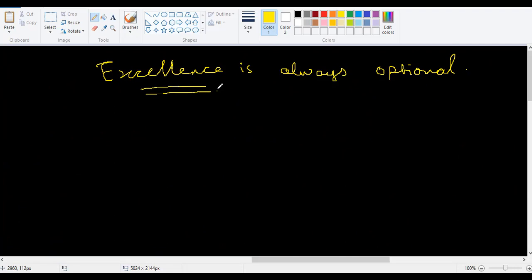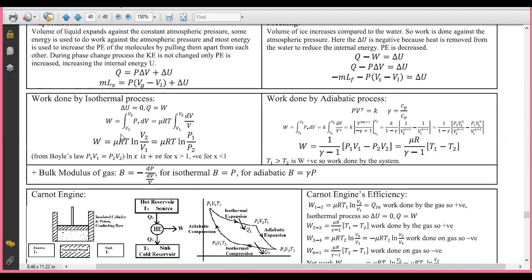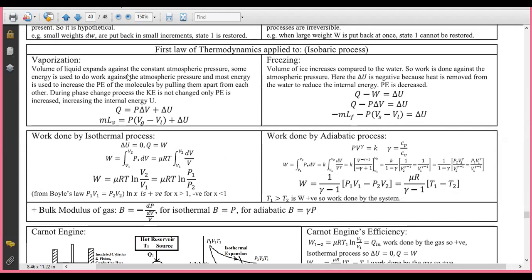Okay. What else can we talk about here? First law of thermodynamics applied to isobaric process. Maybe I can take the picture of this and explain it a little more easily. Or let's do a little bit of mathematics here, and then we'll come back to this.